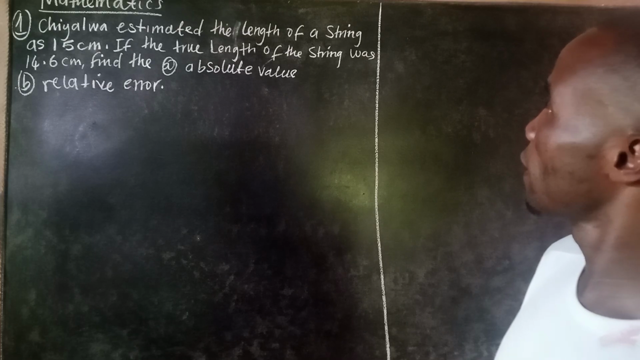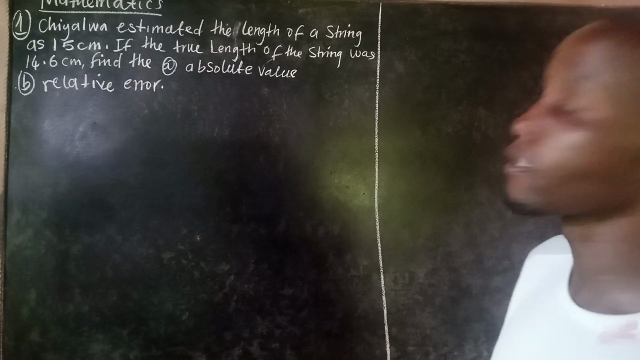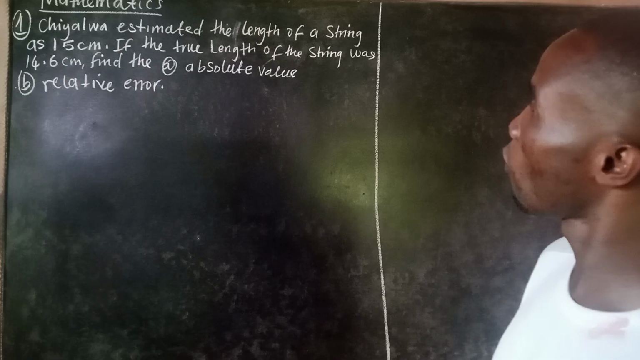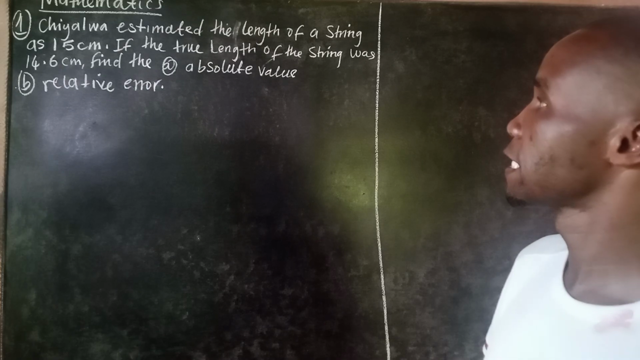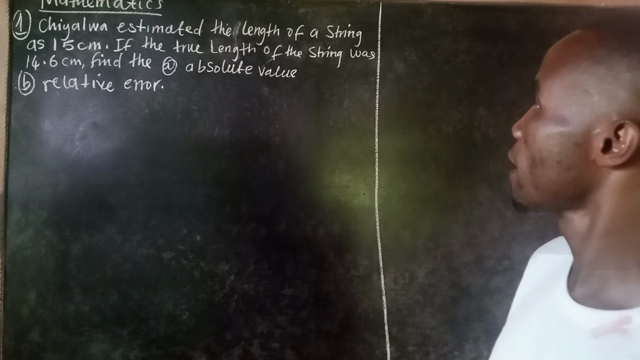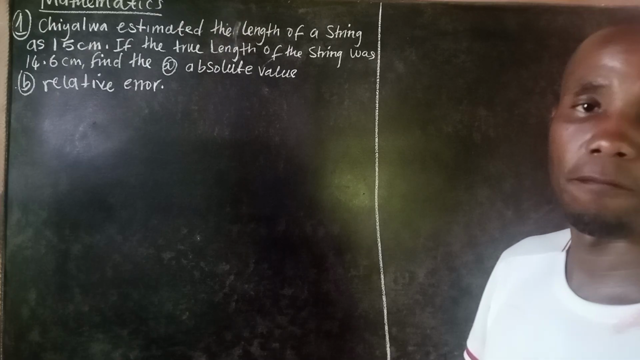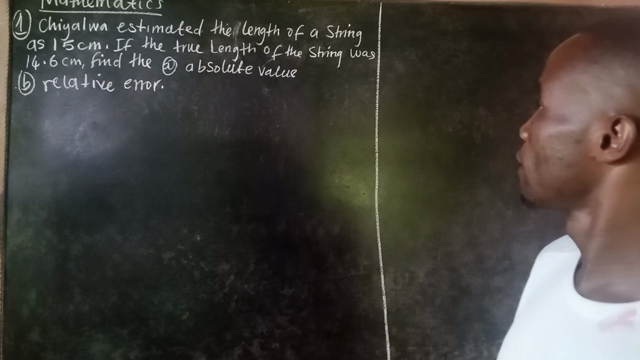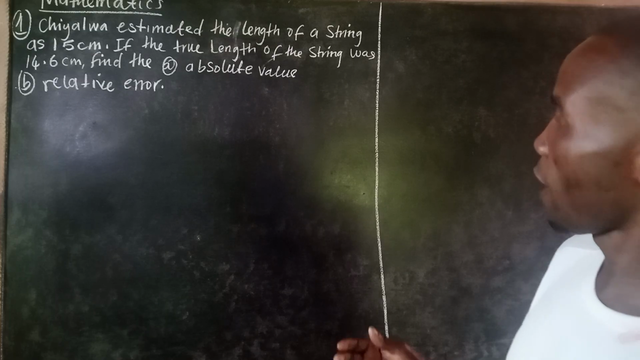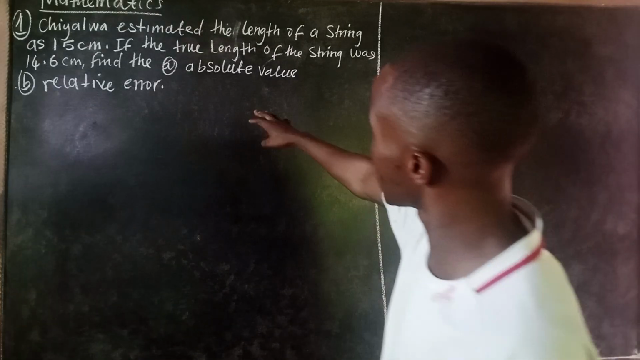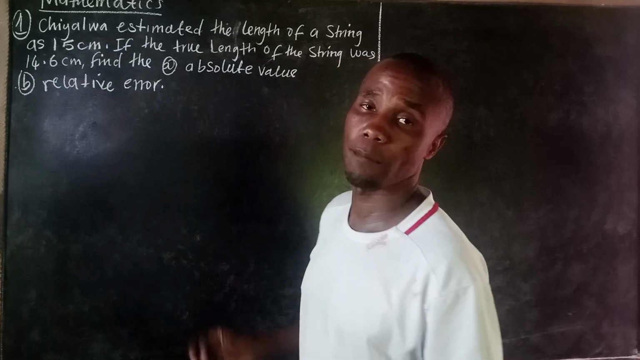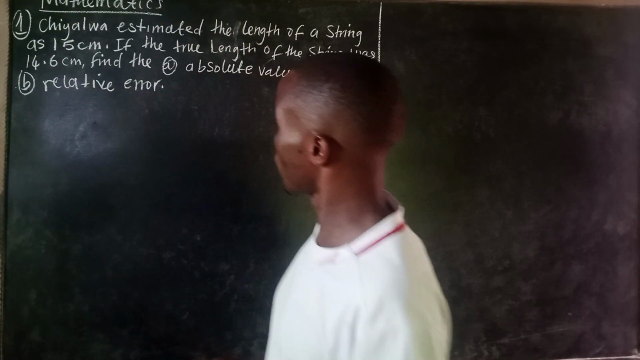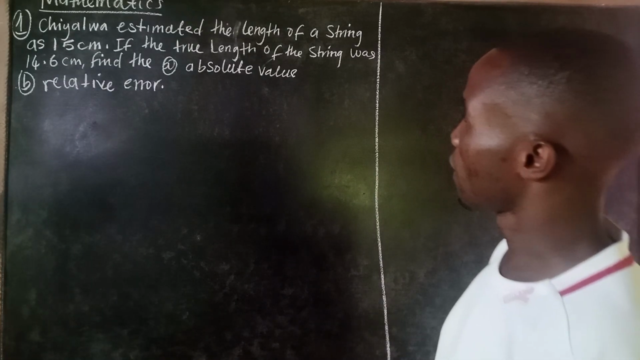Chialwa estimated the length of a string as 15 centimeters. If the true length of the string was 14.6 centimeters, find A, the absolute value, then B, the relative error. Okay, so sometimes the way they ask, they will tell you to find absolute error or absolute value. They are just one and the same, just like the way they've asked on the next question.